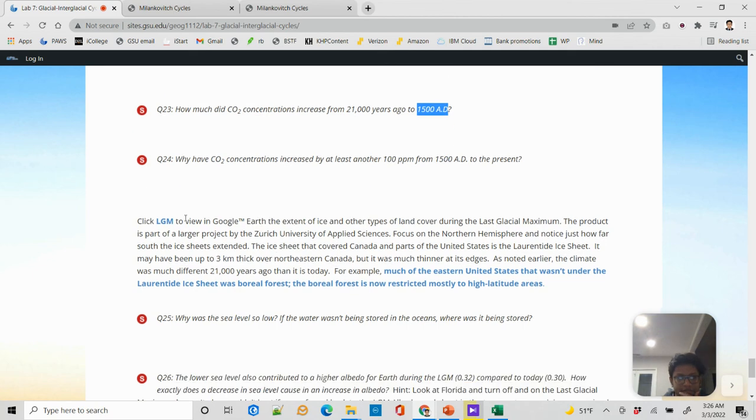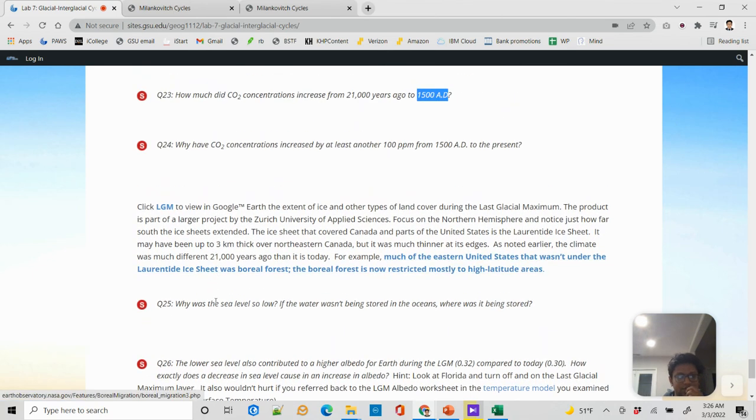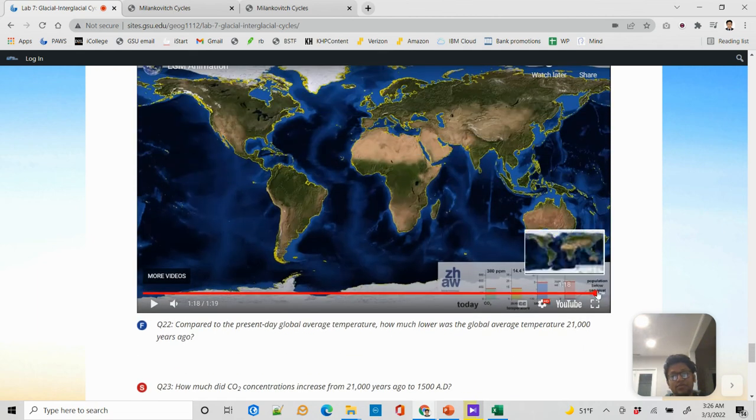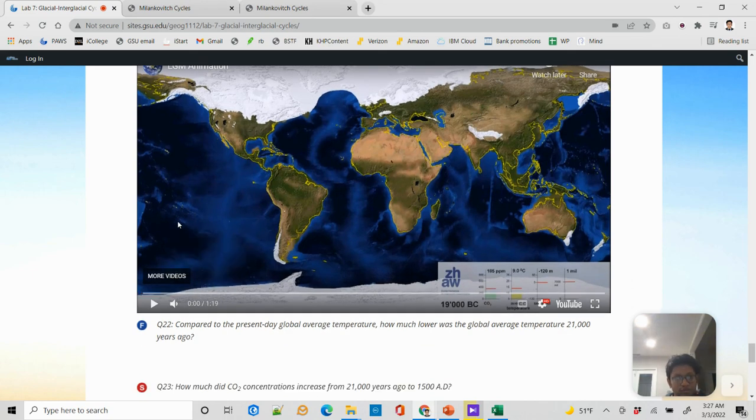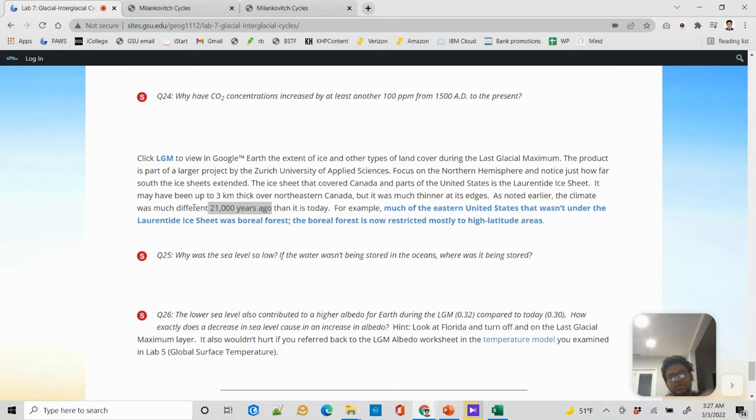And then this is probably the second last question, question 25. Why was the sea level so low 21,000 years ago? Why was it so low? The real idea is that 21,000 years ago there was a huge amount of ice. Almost all the water was stored in the ice, so sea level should be low. So this is the right answer. I'm just giving you the answer so that you can have some idea around the question.